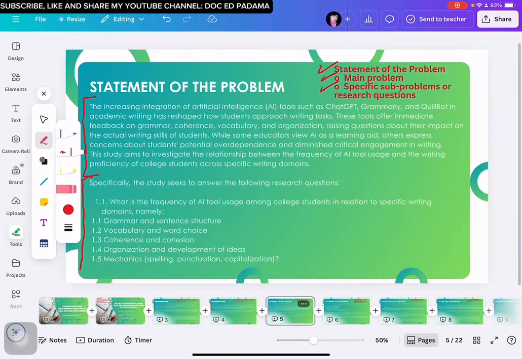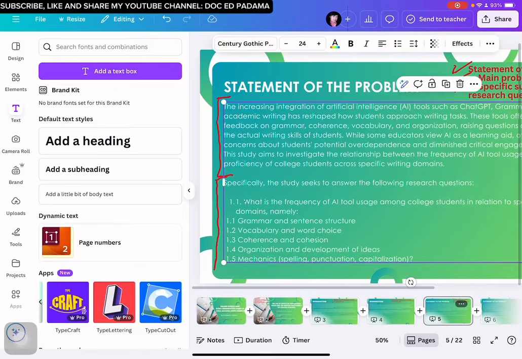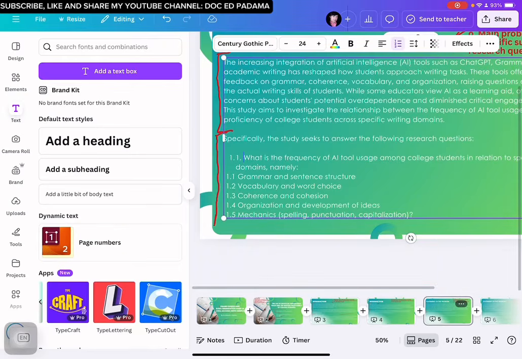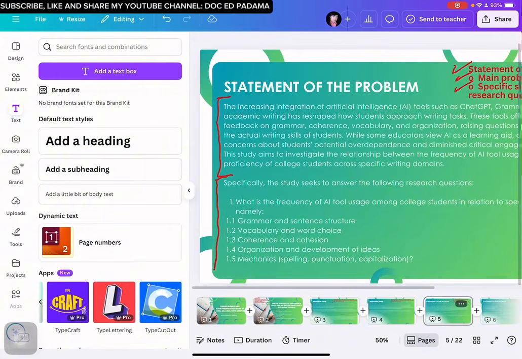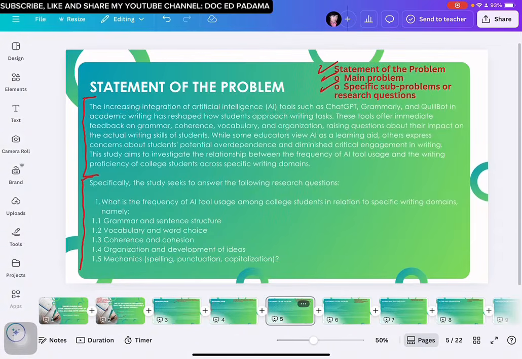But as you can see, there is something that needs to be corrected under this particular slide. And what is that? This should be SOP number 1. And then the rest or the remaining part will be 1.1, 1.2, and so on and so forth.